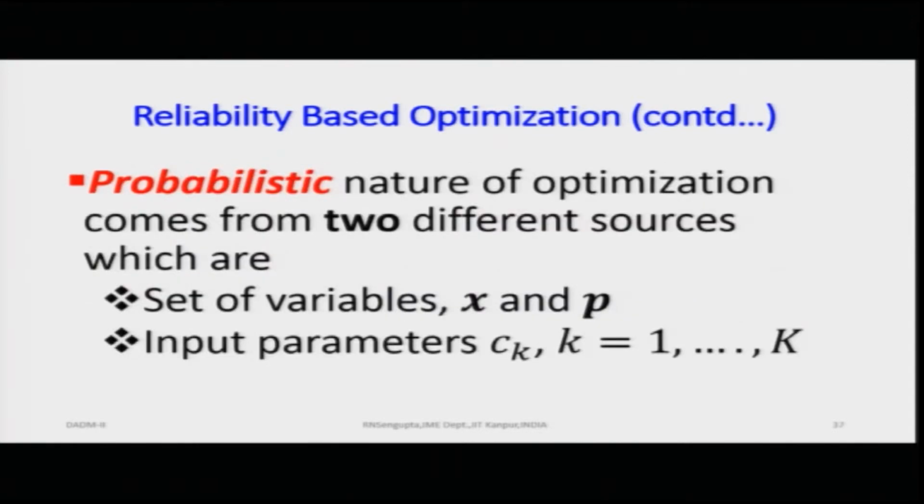The probabilistic nature of the optimization comes from two values which I have already mentioned. It is from x, which is the decision variables, and the p, the parameters which are external to the system, point 1. And it also comes from the input parameters which is Ck, which is the set of the right hand side of the inequality which you have for the list of non-deterministic constraints which are already there, which is Ck, k is equal to 1 to capital K.